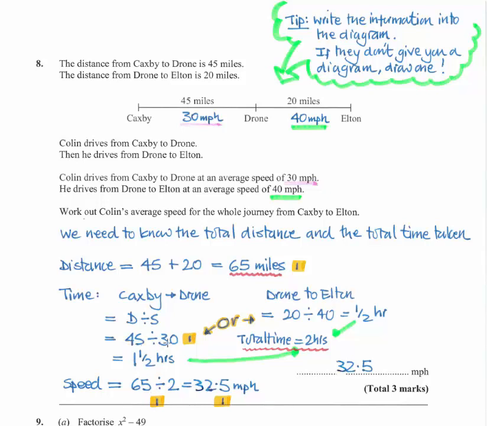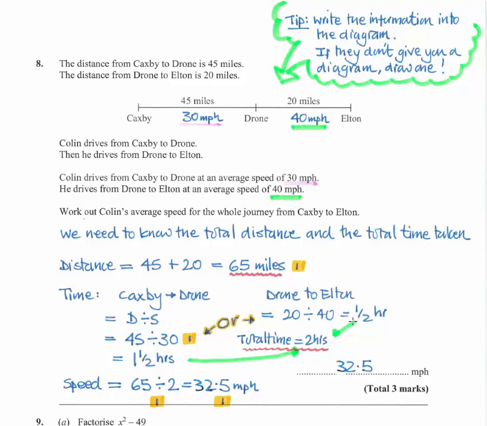45 is 1.5 lots of 30, so it's 1.5 hours. And from Drone to Elton is a distance of 20 miles, and we're driving at 40 miles an hour. So 20 divided by 40 gives us a half. Or you can think of it this way. You can think, okay, well, if I'm doing 40 miles an hour, I do 40 miles in every hour. So in half an hour, I do 20 miles.